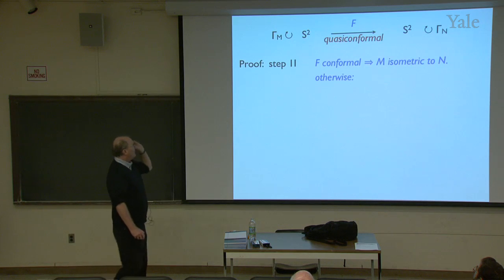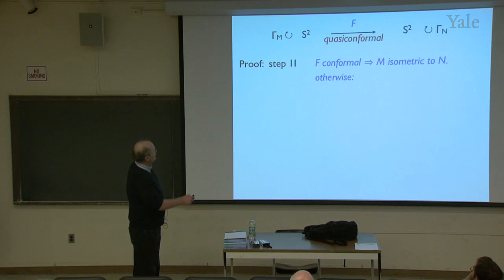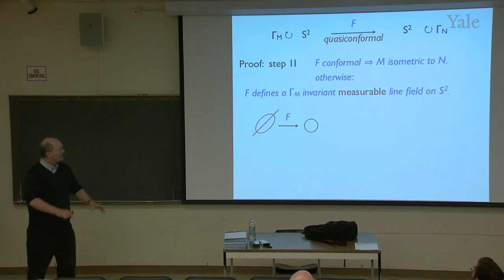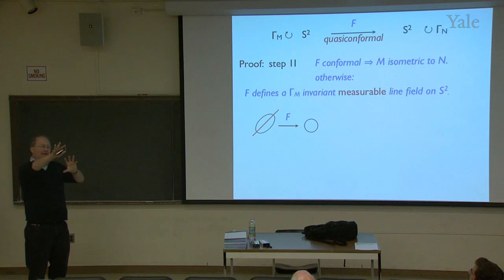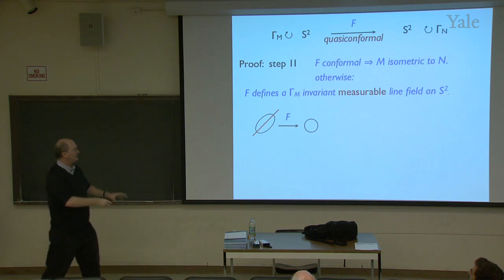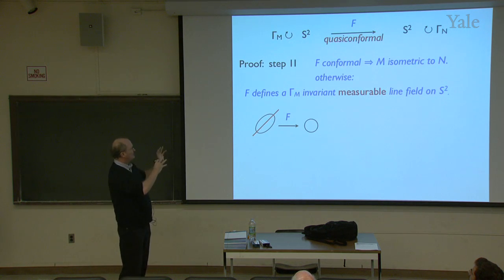And the beautiful fact is, as I just mentioned, if F were conformal, we would be done. Otherwise, there's something kind of strange happening. You have an invariant complex structure on the target sphere, and you have an invariant complex structure on the domain sphere. So you can take the target complex structure and pull it back.